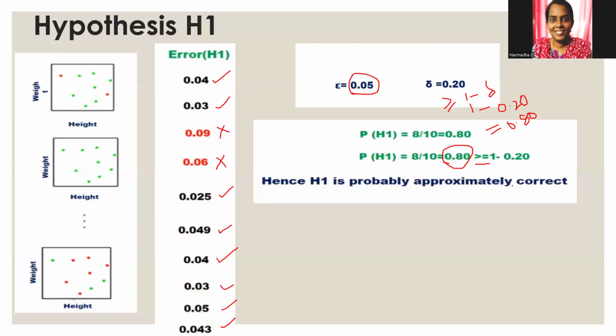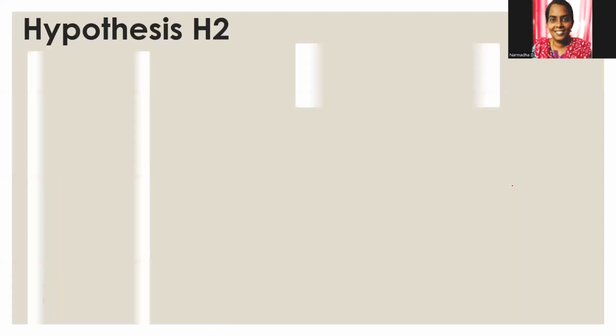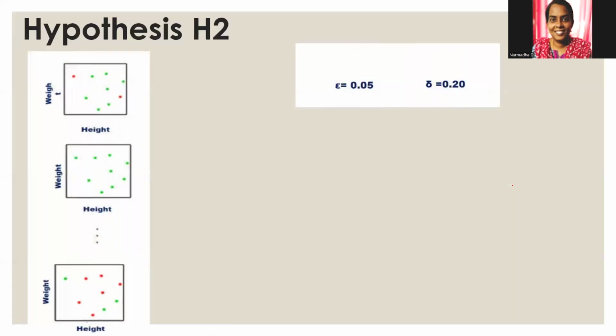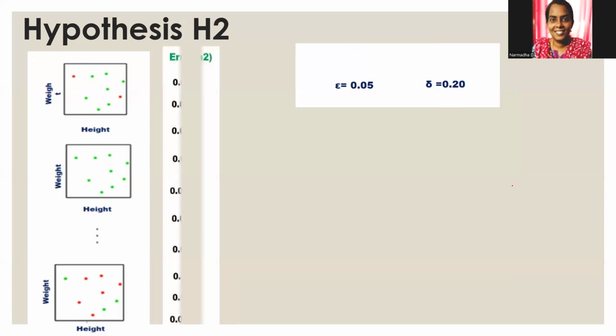So if the probability of the hypothesis is greater than or equal to 1 minus delta, then we can conclude that it is probably approximately correct. Now let us assume that you're taking another, different hypothesis, randomly collecting a different set of samples, training the model and evaluating the performance.